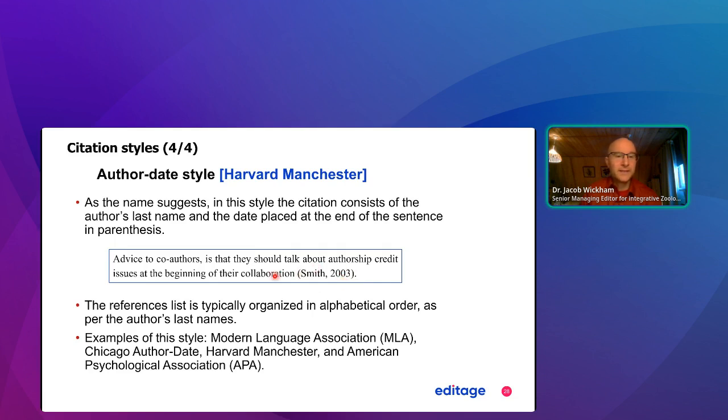So one advice to co-authors is to talk about authorship credit issues at the beginning of their collaborations. So that's always a good food for thought for every researcher.